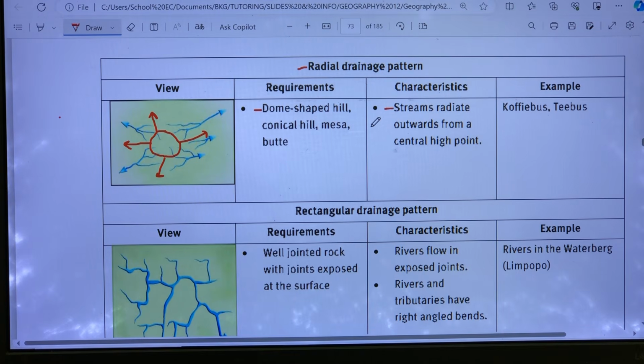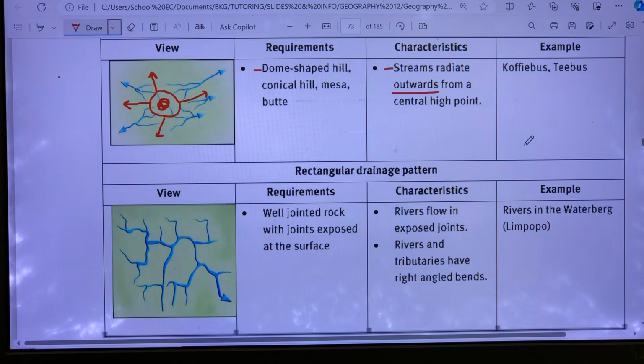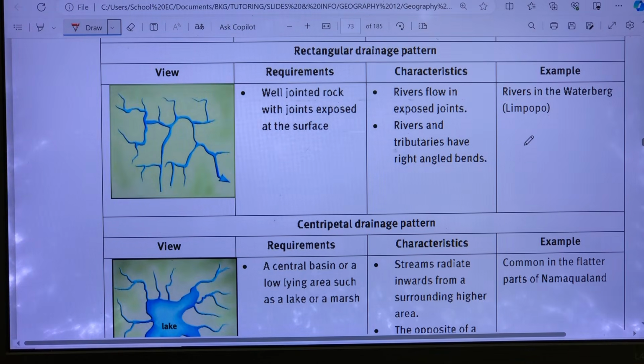So the characteristics. The streams radiate outwards from a central high point. The characteristic of a radial drainage pattern is that the streams radiate outwards from a central high point, as I showed you there. They are coming from the same point, which is a high point, a hill, and move downhill. So let's underline outwards there. An example of this is Coffee Bus as well as Tubers. You can also have your own examples.